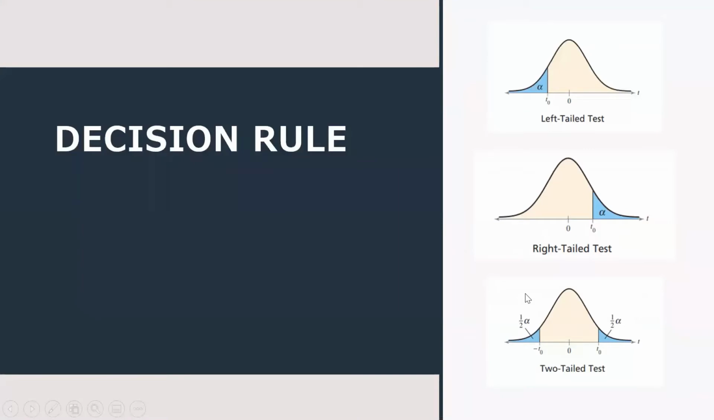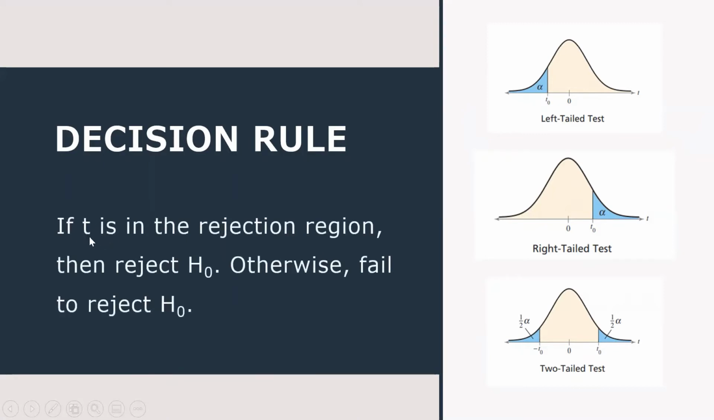Now, in every hypothesis testing, the decision rule is very important. It tells us when to reject or to accept the null hypothesis. The decision rule for the t-distribution is this: if the computed t is in the rejection region, then reject the null hypothesis. Otherwise, fail to reject the null hypothesis, meaning we're going to accept the null hypothesis.